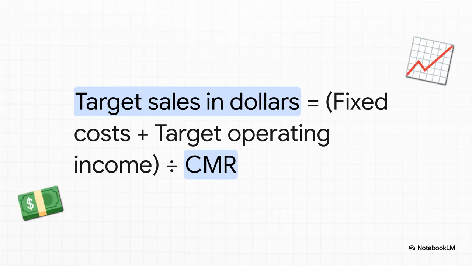Now, what if you need the answer in total sales revenue instead? Well, target sales in dollars equals fixed costs plus target operating income divided by the contribution margin ratio. Notice that? You're using the exact same numerator, but dividing by the ratio instead. This gives you the total dollar volume required, rather than the physical number of products sitting on a shelf.